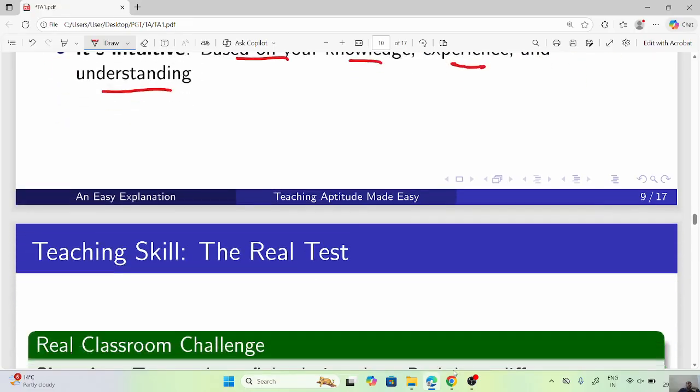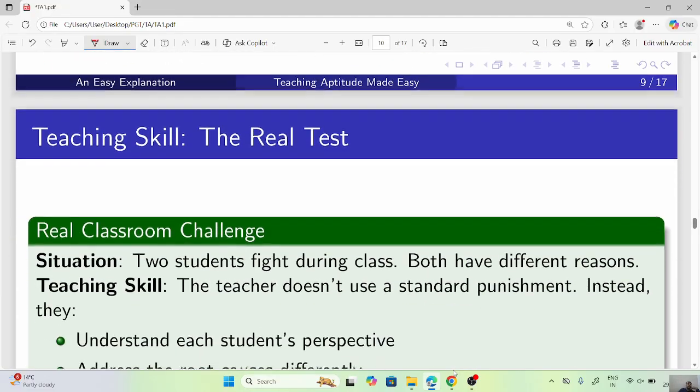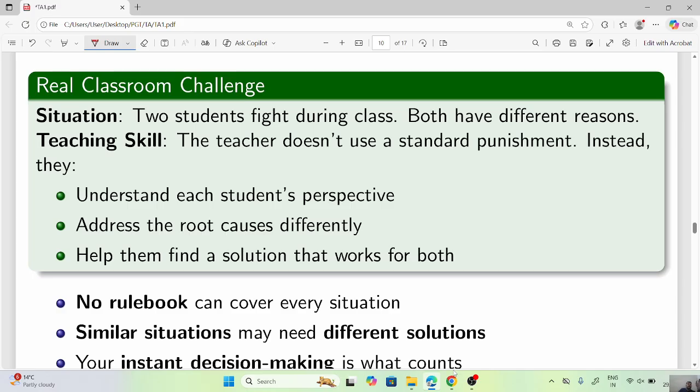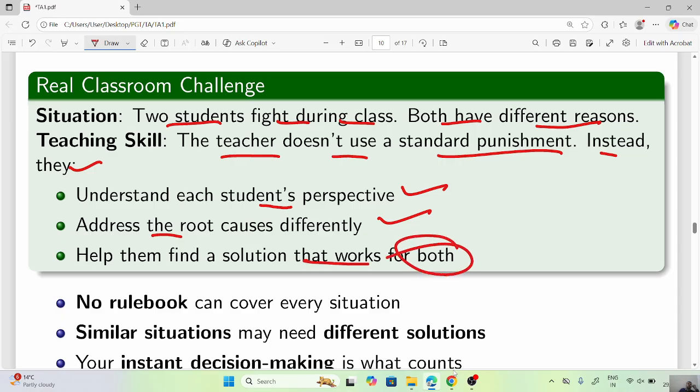After that, teaching skills. Teaching skills are the real test, like a real classroom. If two students fight during class, the situation becomes so complex. Both have different reasons. So teaching skills solve this problem. The teacher does not use standard punishment. Instead, they understand each student's perspective, address the root cause differently, and help them find a solution that works for both.